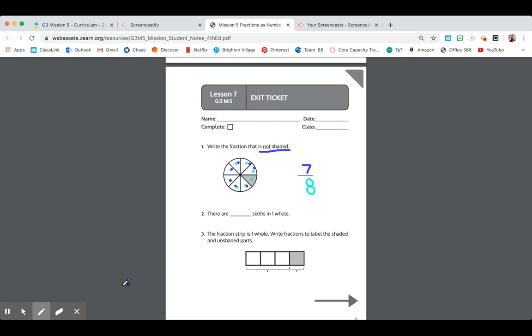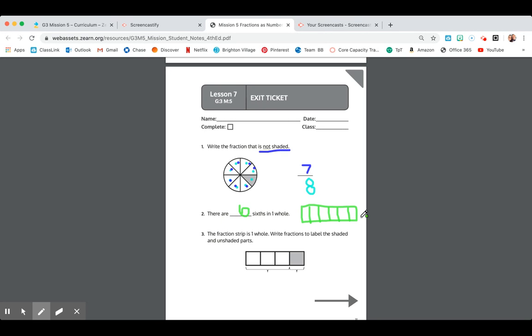Number 2, there are blank sixths in one whole. If I have one whole and it is split into sixths, it means I must have 1, 2, 3, 4, 5, 6 equal parts. There are 6 sixths in one whole. The fraction strip is one whole.